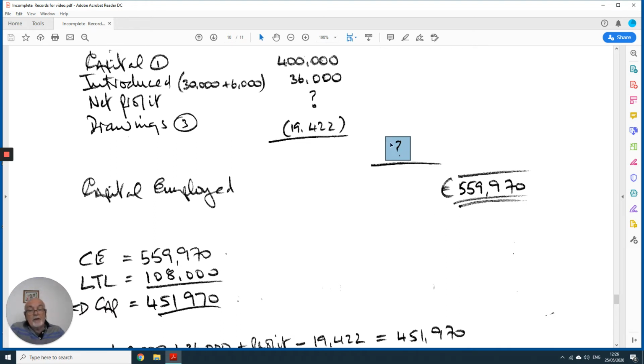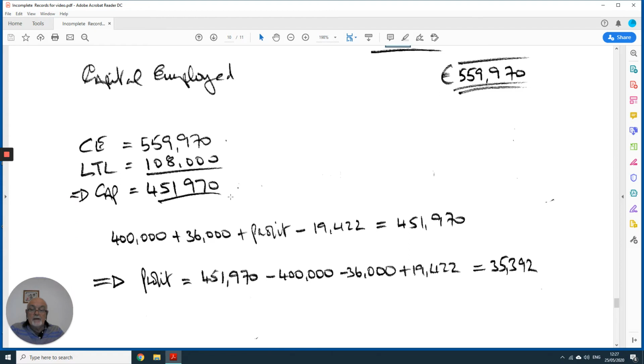So that figure here is 451,970. So capital plus capital introduced plus profit less drawings must give us 451,970. The 36,000, by the way, is the 30,000 that Fuller introduced, which was used to buy premises, and the 6,000 is the EU grant. And as it's a sole trader, the grant is payable to the sole trader, and therefore that's looked on as capital introduced by Fuller.